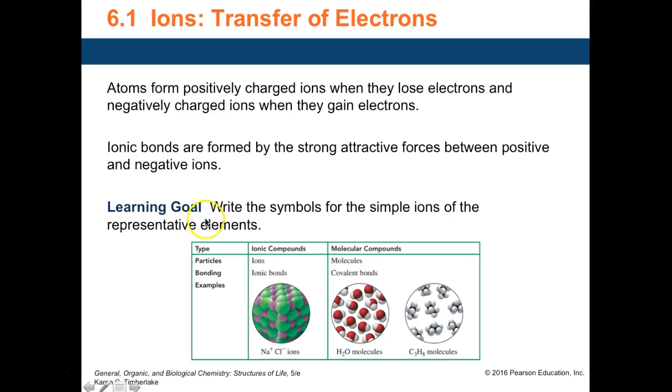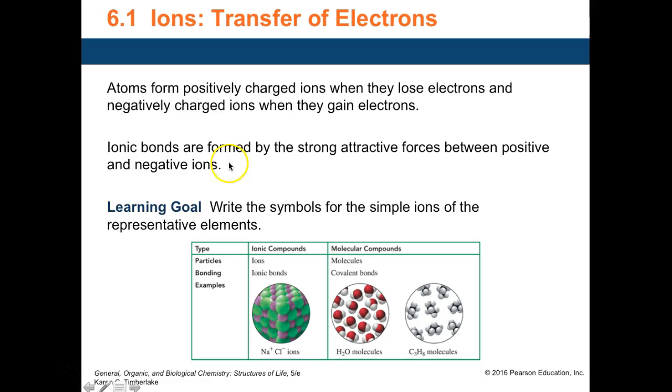Section 6.1 deals with how ions are formed, and ions are formed by transfer of electrons. A positive ion, which is usually a metal ion, is formed by losing electrons. Remember, metals can give up electrons very easily. They have low ionization energy, the energy required to make an ion, whereas it's easier for non-metals to gain electrons. They have very high ionization energy, but they can form ions by gaining electrons.